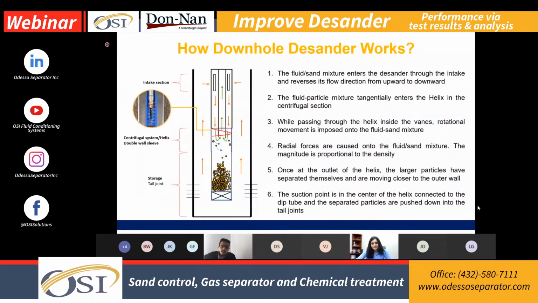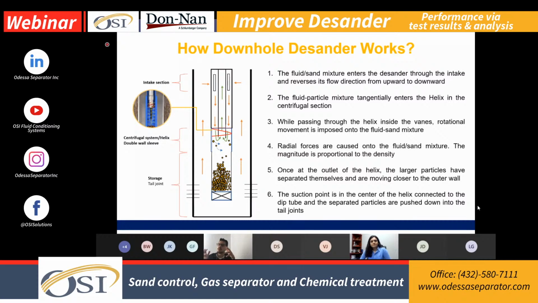Okay, now that we introduced the problem, we know there are different solutions available in the market to control the sand. And we know the sand can cause problems on surface, downhole, and even in the perforations in the reservoir. So this study is going to be focused just on the desander, the downhole desander. So this is the flow path on a typical desander.